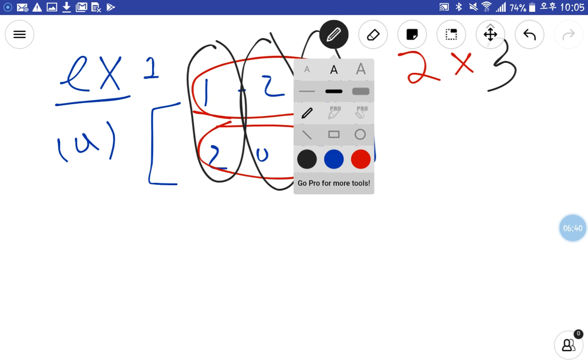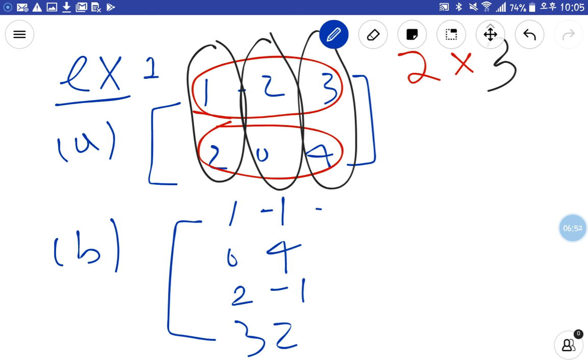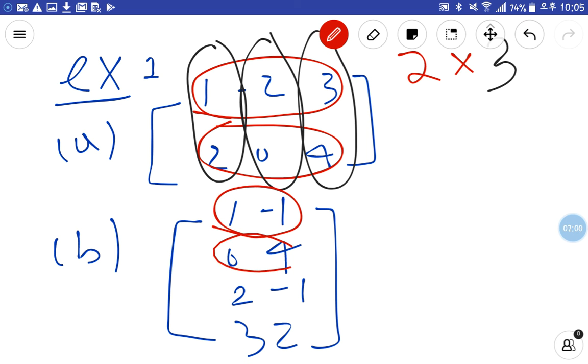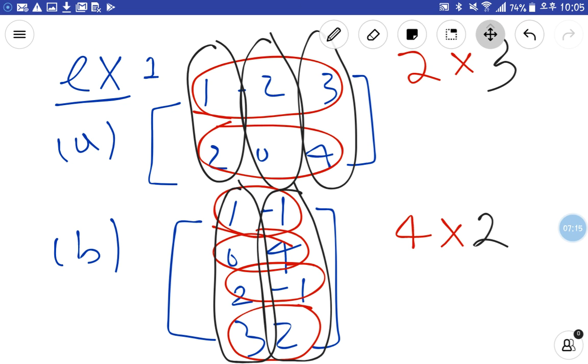All right, now the second part, the second question I got: 1, -1, 0, 4, 2, -1, 3, 2. Same way, which one always goes first? Number of rows first. 1, 2, 3, and 4. 4 rows. How many columns, guys? 1 and 2, so 2. It's kind of confusing, but you guys are following me, right?